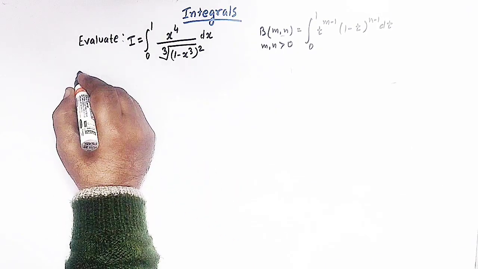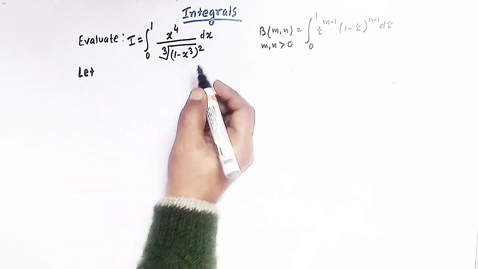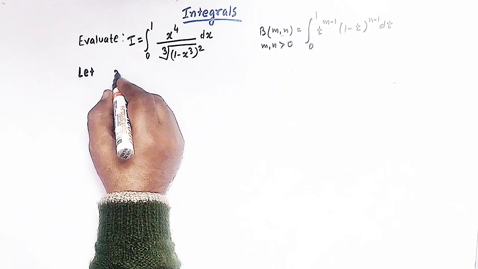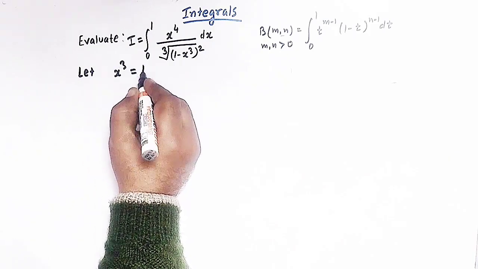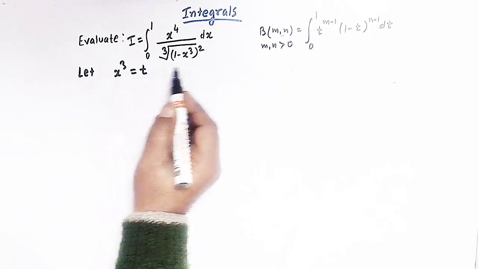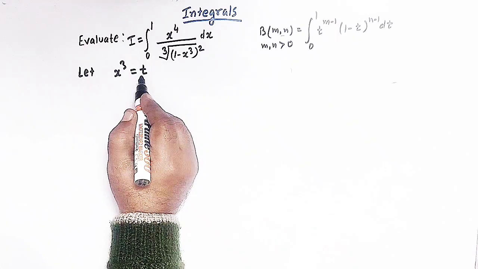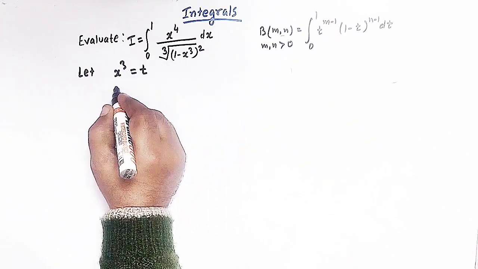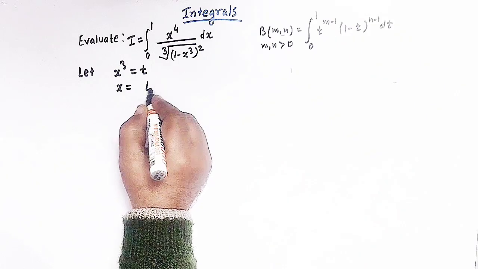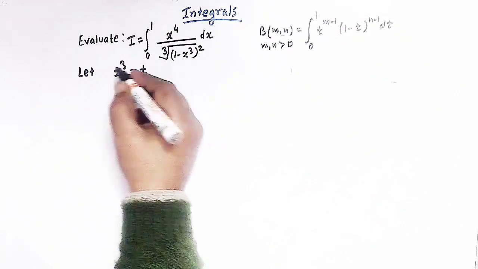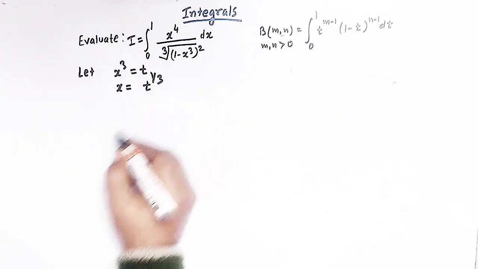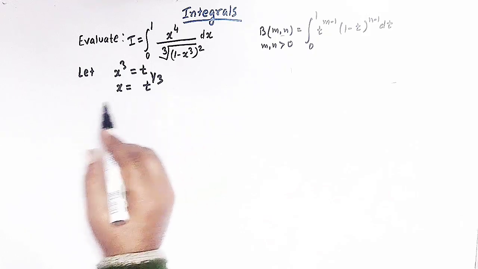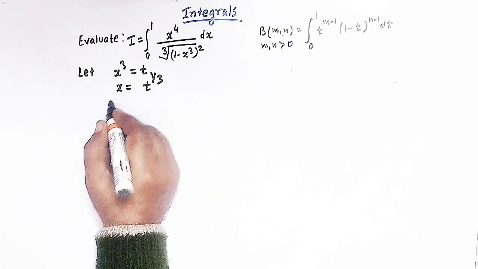So now let us substitute here x cube is equal to t, right? So here we'll introduce this variable t such that x cube is equal to t, or x is equal to the cube root of t, right? So let us differentiate x with respect to t.